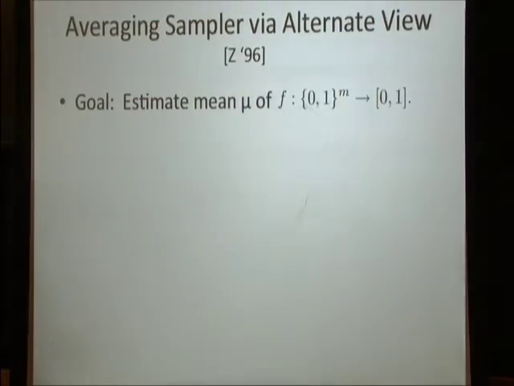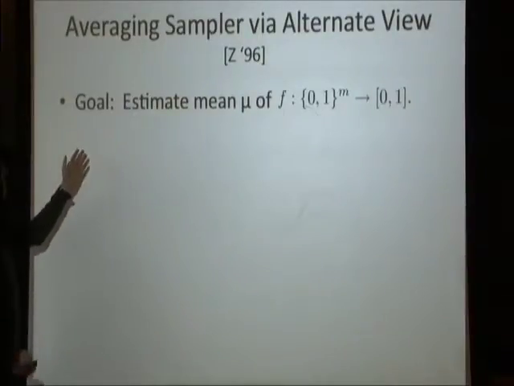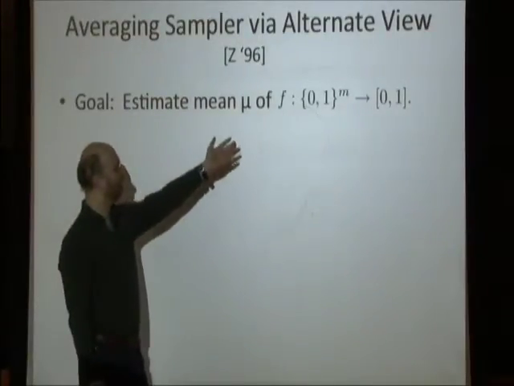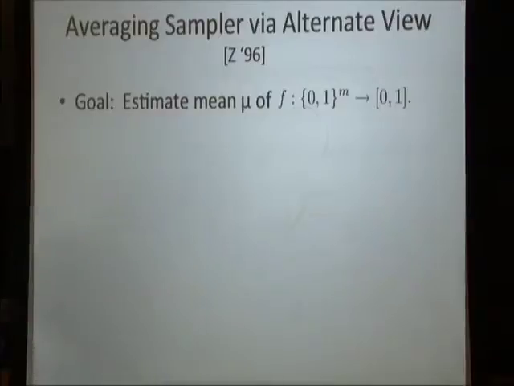And let's see why this view is useful. Okay, so it's useful in constructing so-called averaging samplers. In this setting, we want to estimate the mean mu of some function f. Say it maps m bits to the interval [0, 1].